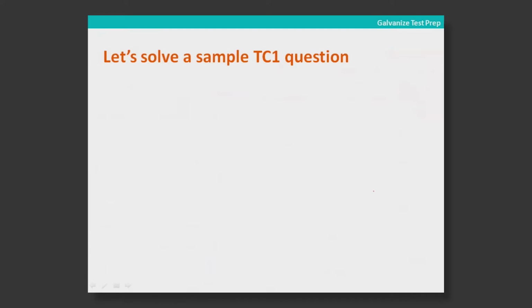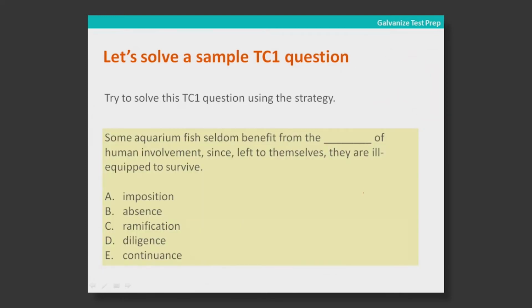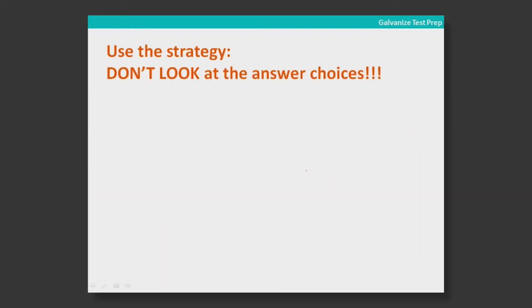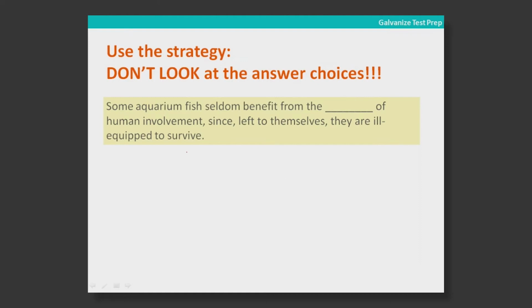So let's take a look at one sample TC1 question. This is what it looks like, and we're gonna solve this question using this strategy. Okay? A typical TC1 question would look like this. There would be one sentence, 5 answer choices. But remember, you're not supposed to look at the answer choices. So we're gonna isolate it. We're going to look at just the question.